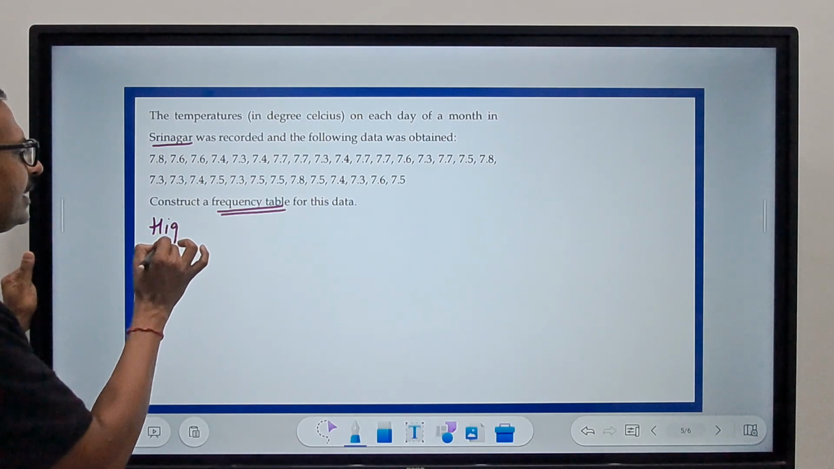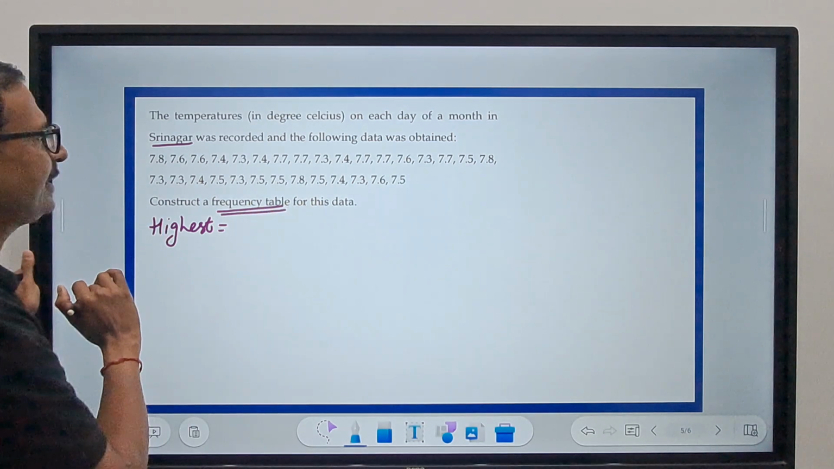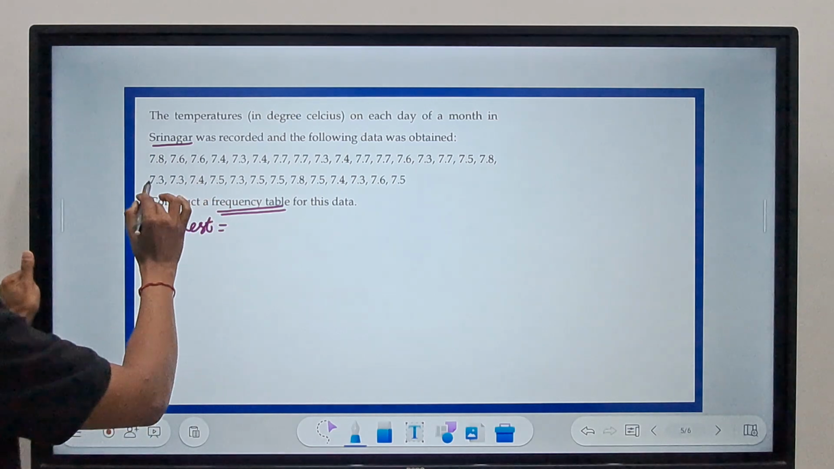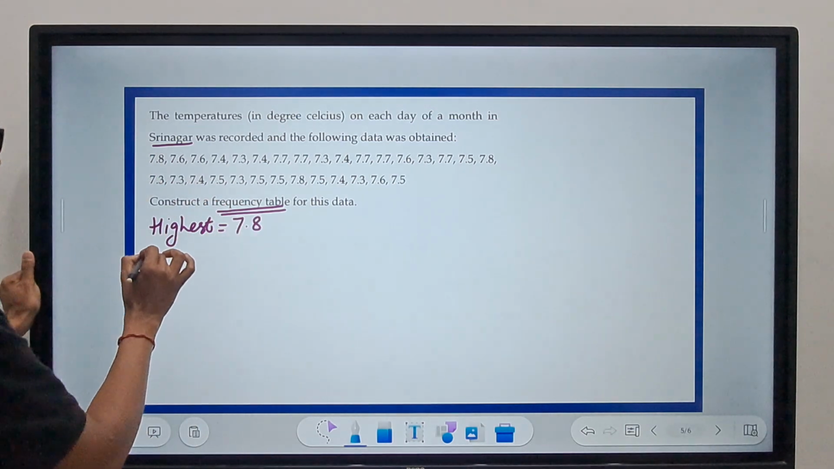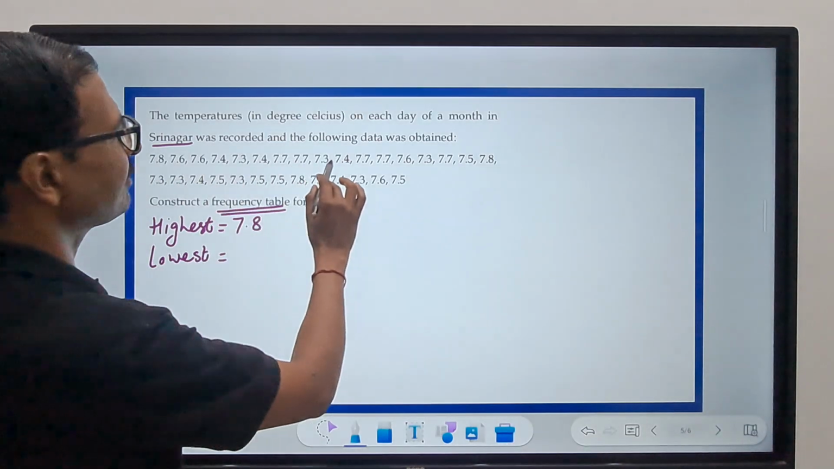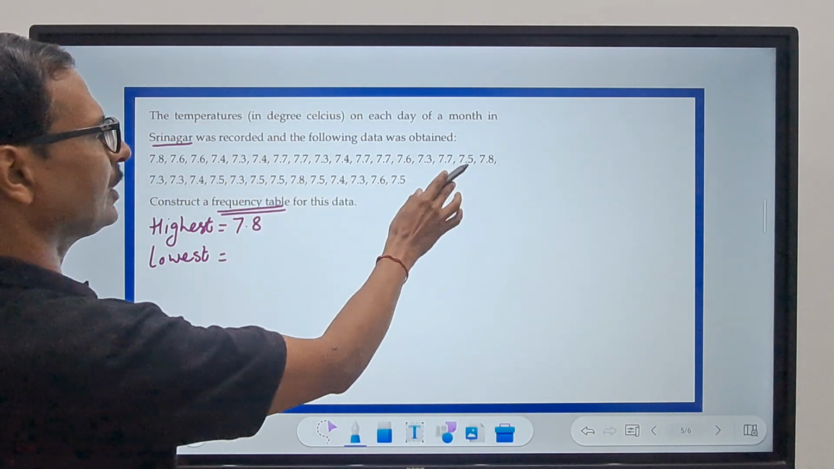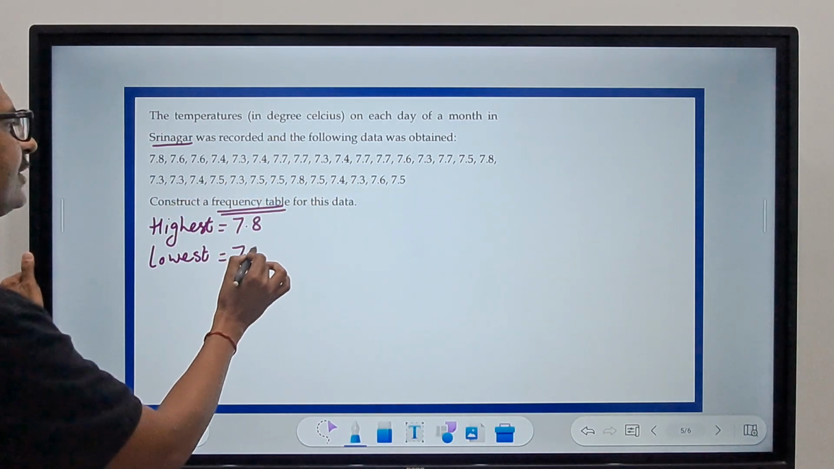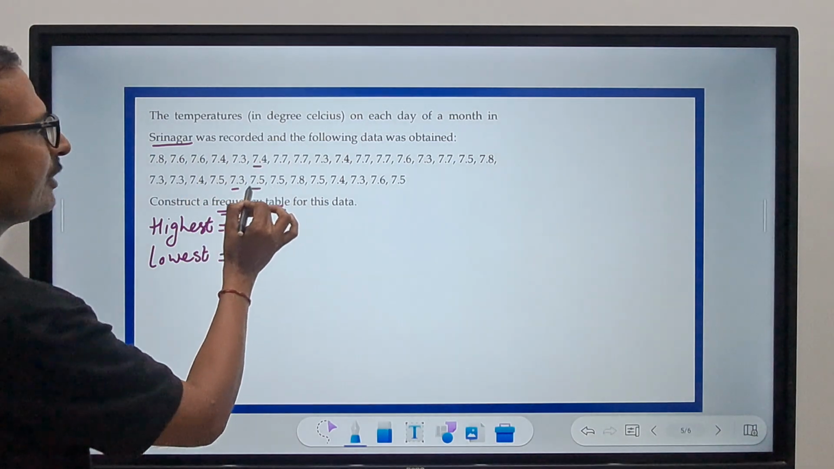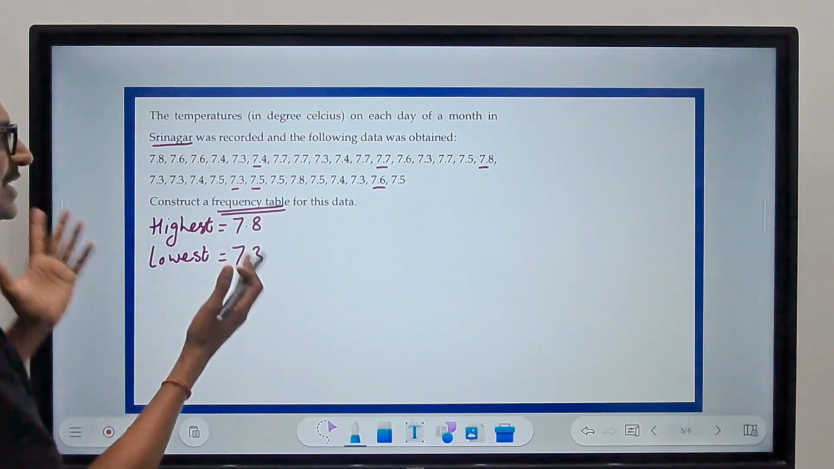I can see that all these temperatures are in 7 points, right? So is there a 7.9? No. I can't find a 7.9. 7.8 is the highest, and the lowest, is there a 7.0 or a 7.1? No. 7.2? Not at all. 7.2 is also not there. So I think 7.3 is the lowest. So all the values here are 7.3, 7.4, 7.5, 7.6, 7.7, 7.8. That's it. There are only 6 possible values.